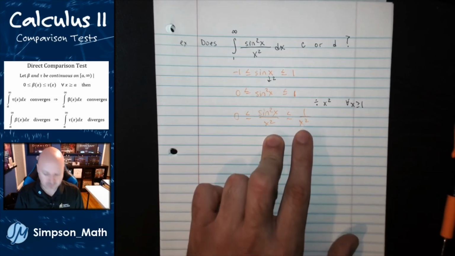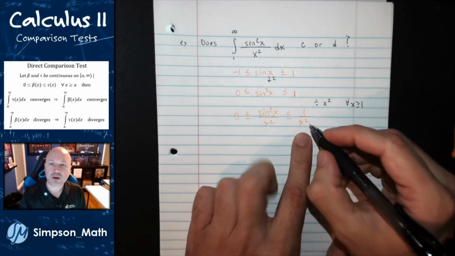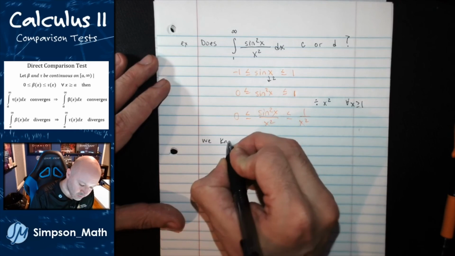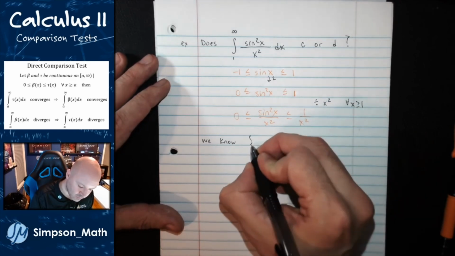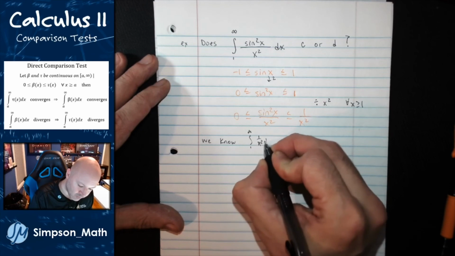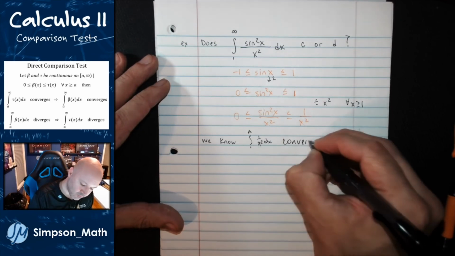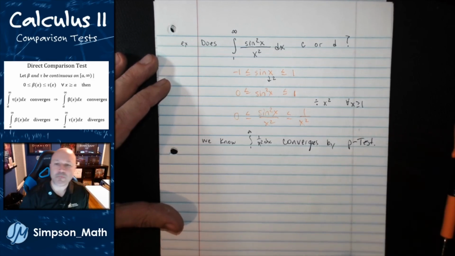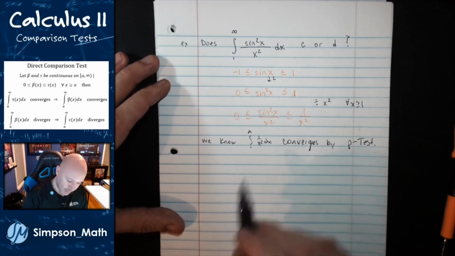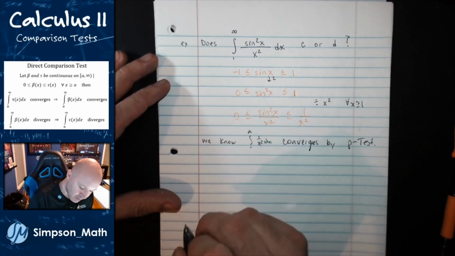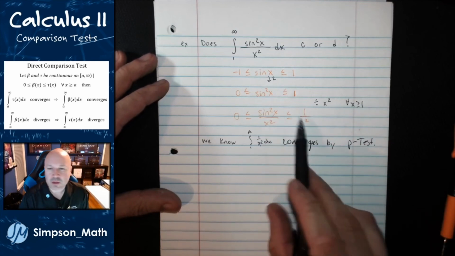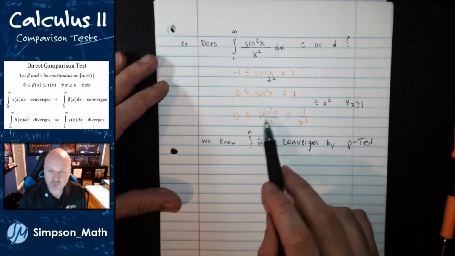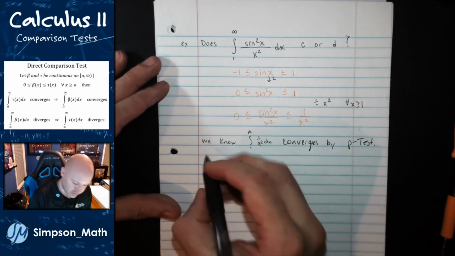Now look what I've got here. 1 over x squared I know converges, by the p-test. I know this is always positive and it is continuous. This will always be positive and continuous.